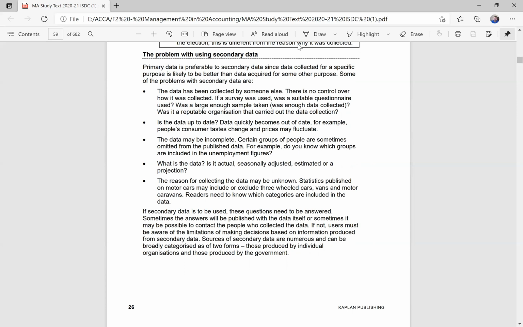Also, the information is not very much up to date. The secondary information is not very much up to date because that is not taken recently. That could be outdated. Okay. Data could be incomplete.